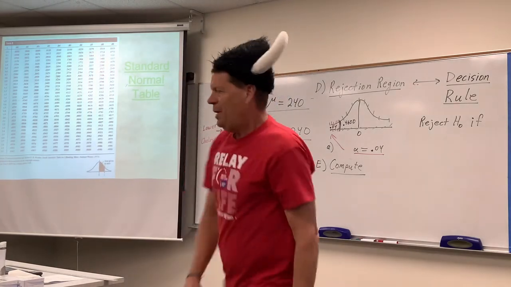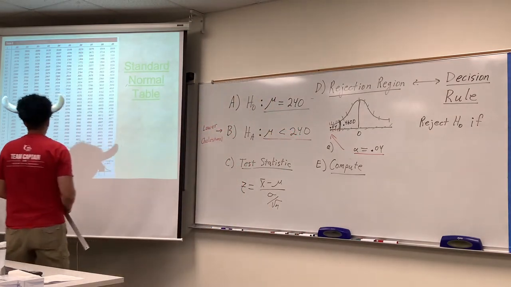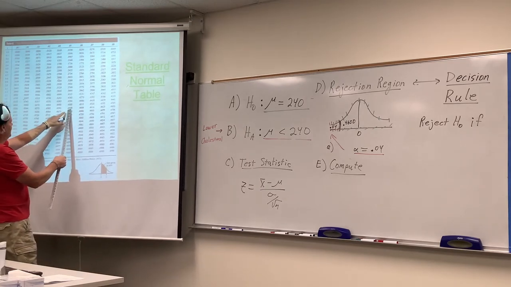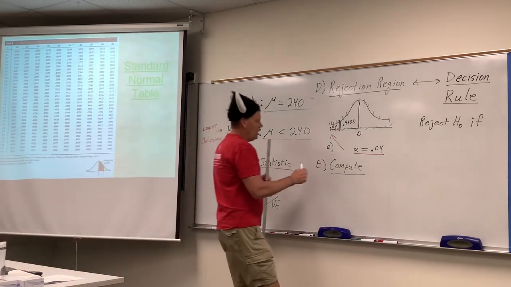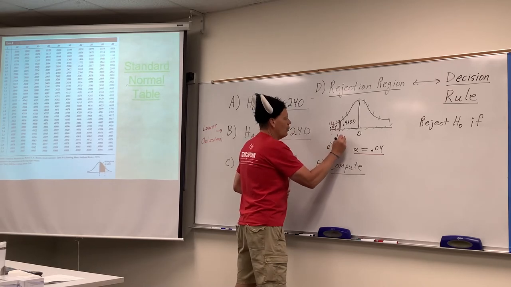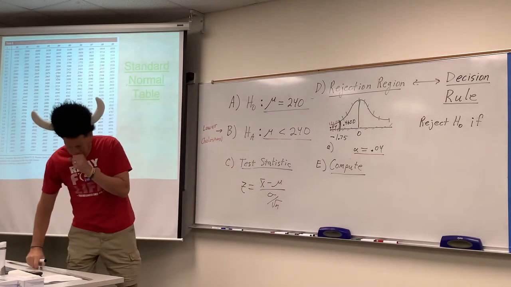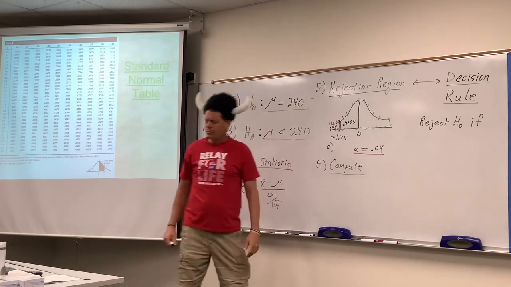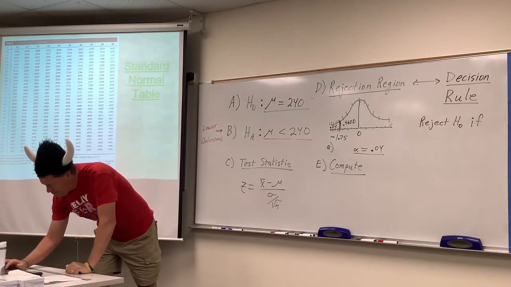Table time. 46%, 45.99, right there, 1.75. And again, since it's on the lower half, that would be negative, wouldn't it? I'll always point out, if that's less than, it's going to be on the less than side, it's going to be negative. All those things that we've talked about before. All right. So thank you, table.